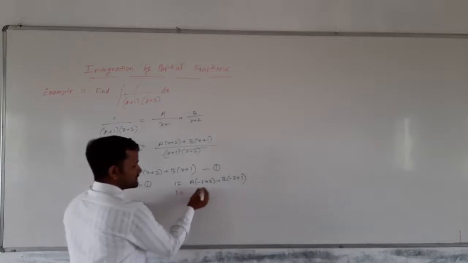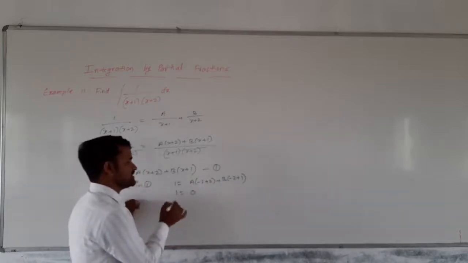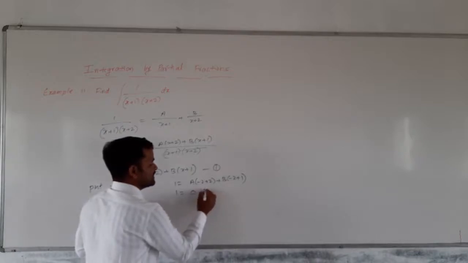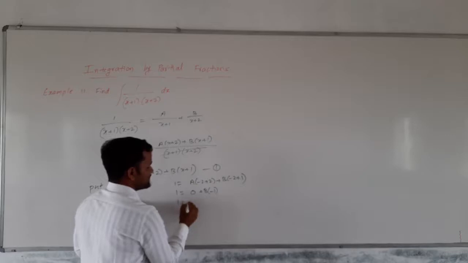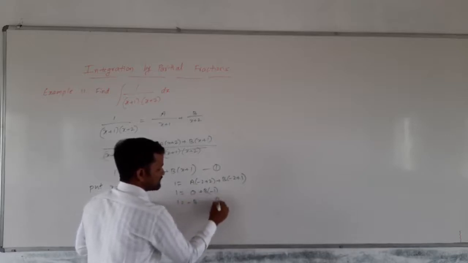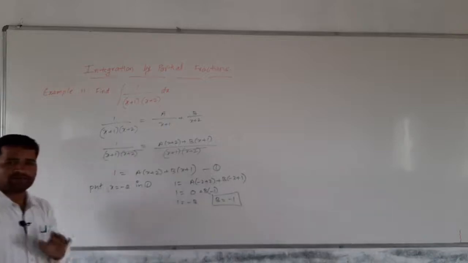1 is equal to, this becomes 0, minus 2 plus 2 is 0, 0 into a is 0, plus of b into minus 2 plus 1 is minus 1. We have 1 is equal to minus b, then the value of b is minus 1. We got the value of b.